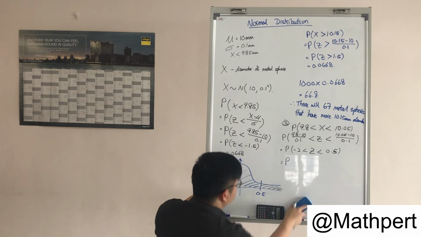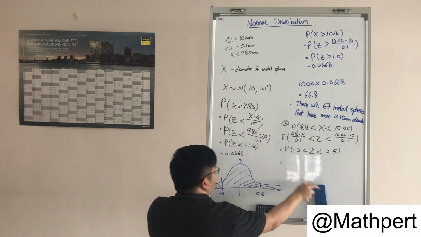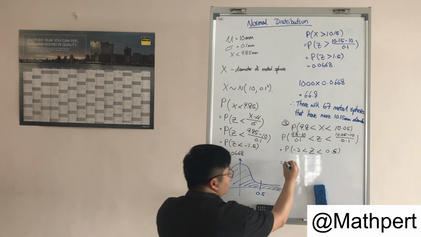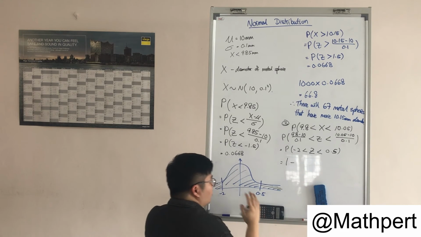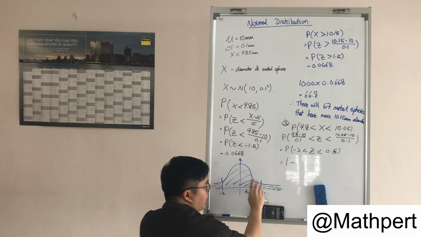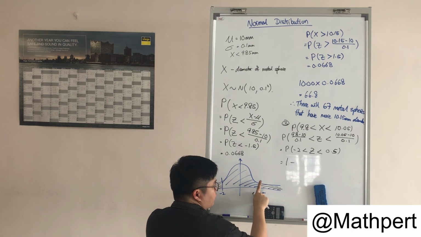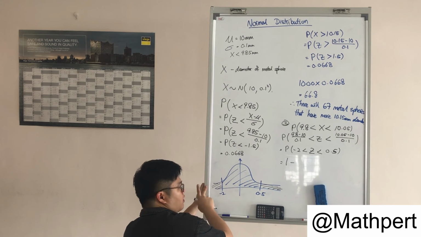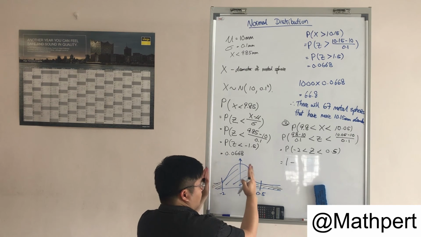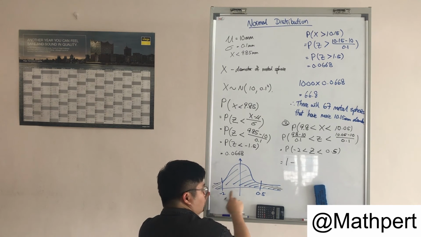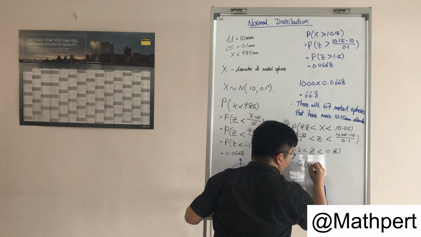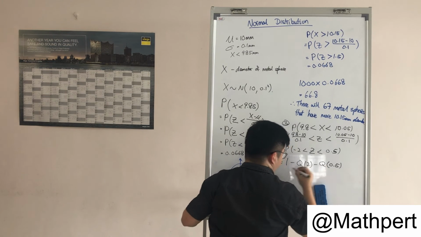We know that the total area of this normal distribution curve is 1. Alright? So 1 minus the area over here, meaning after 0.5, and if we also minus out negative 2 here, then we will get the area between negative 2 and 0.5. So 1 minus Q(2) minus Q(0.5).